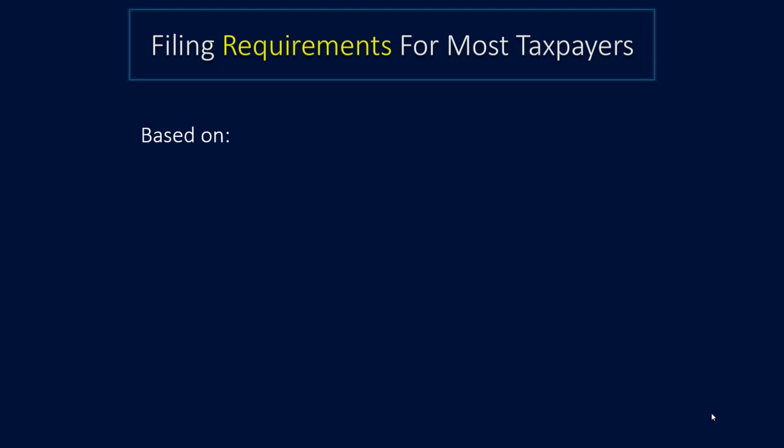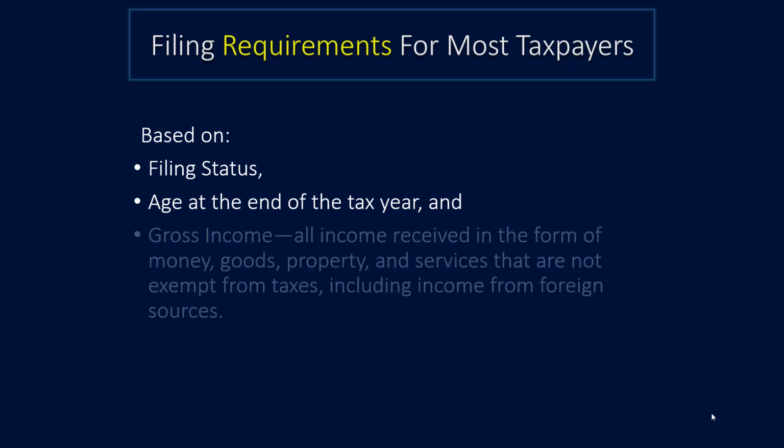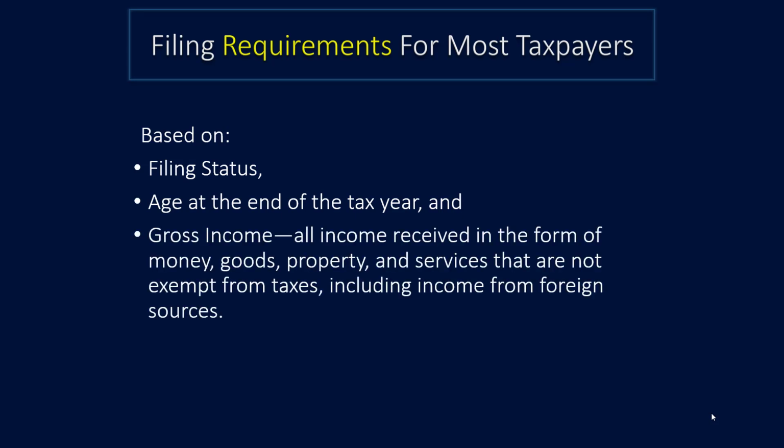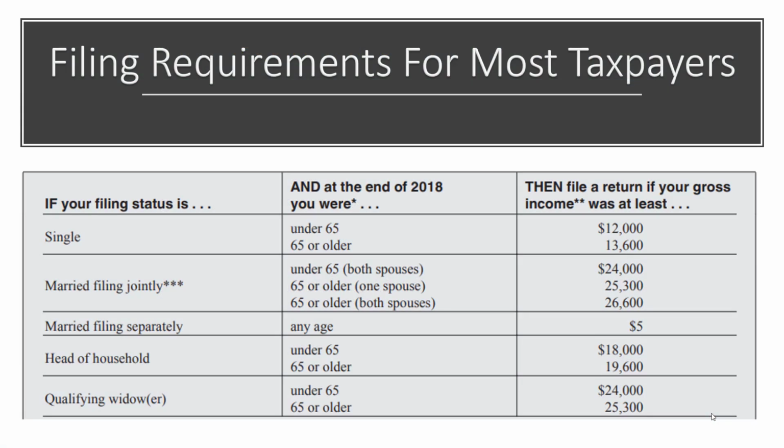Filing requirements for most taxpayers are based on filing status, age at the end of the tax year, and gross income. Gross income is all income received in the form of money, goods, property, and services that are not exempt from taxes, including income from foreign sources. Filing requirements for most taxpayers. Now, if your filing status is single and you're under 65, then you need to file a return if your gross income was at least $12,000.